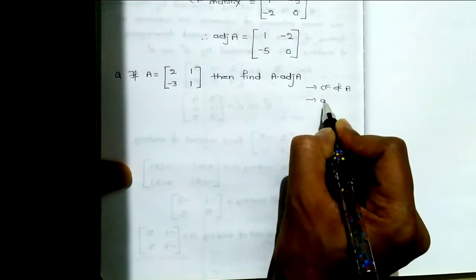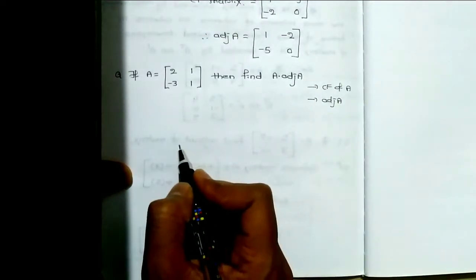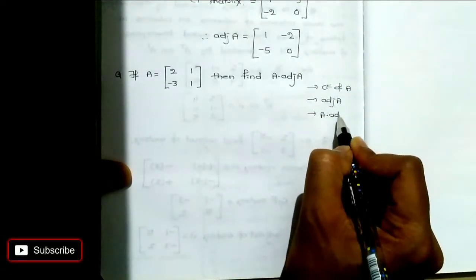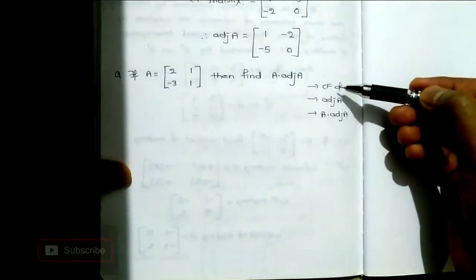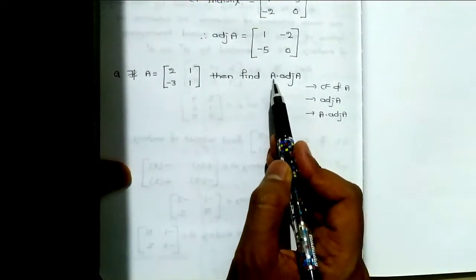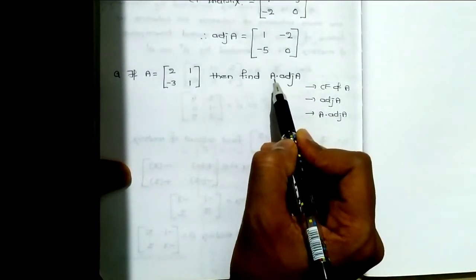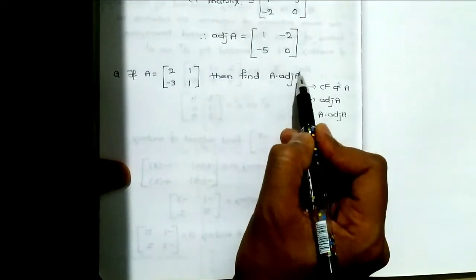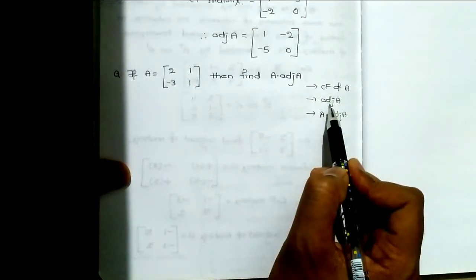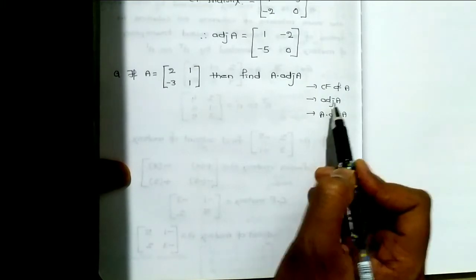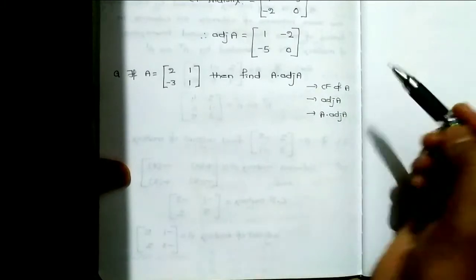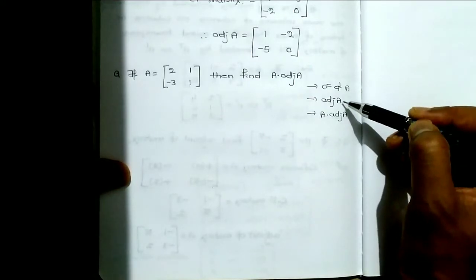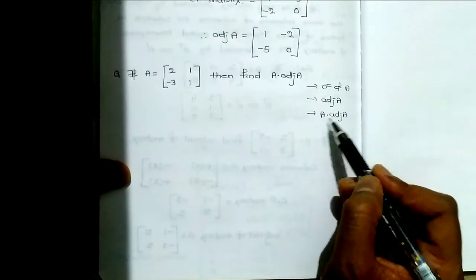Second step, you need to find out adjoint of A. Third step, you need to multiply A into which matrix? Adjoint of A. These three steps you need to follow whenever you are solving A into adjoint of A, because directly we cannot find A into adjoint of A. We know the value of A but we don't know the adjoint of A value. Therefore, first we need to find adjoint of A. Before finding the adjoint of A, we need to know which value here? Cofactor of A. That's why in such type of example, first find cofactor of A, second step find adjoint of A, then multiply A into adjoint of A.